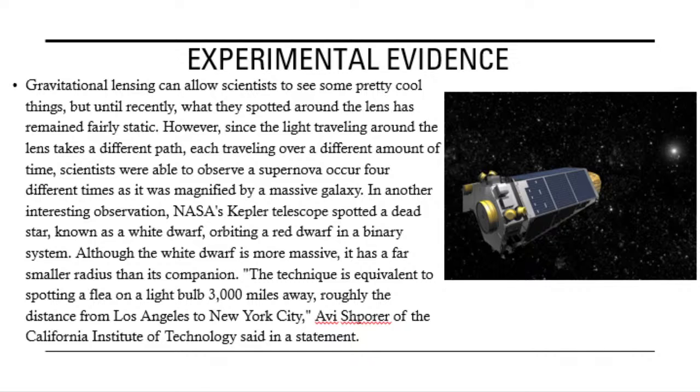And in another interesting observation, NASA's Kepler telescope spotted a dead star known as a white dwarf orbiting a red dwarf in a binary system. Although the white dwarf is more massive, it has a far smaller radius than its companion. The technique is equivalent to spotting a flea on a light bulb 3,000 miles away.